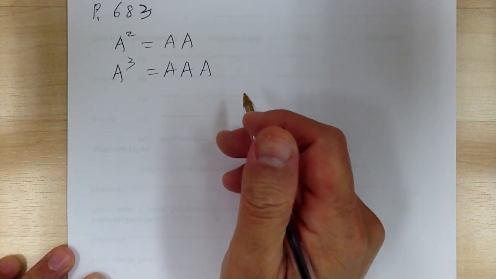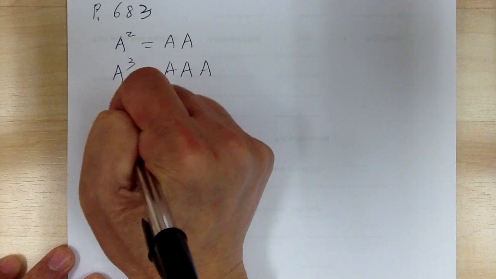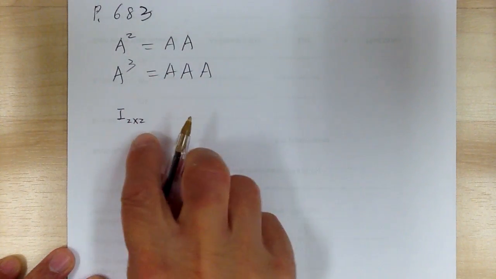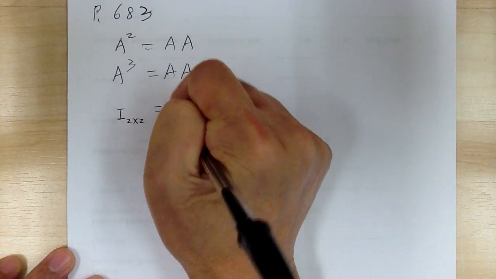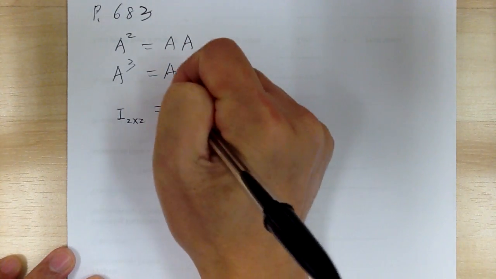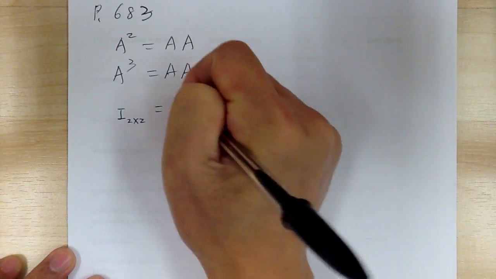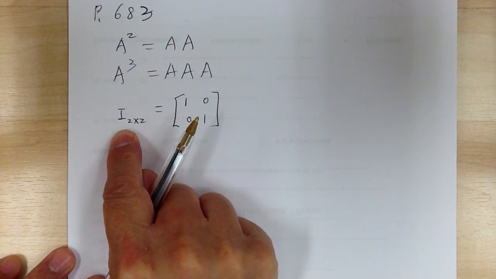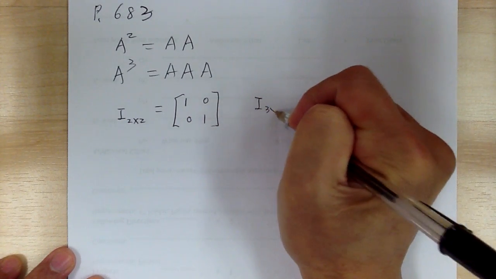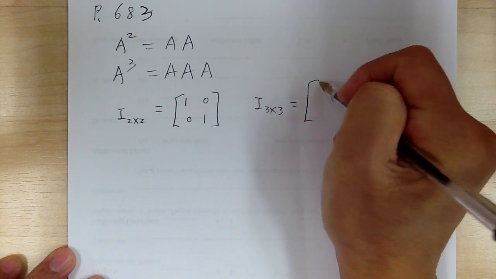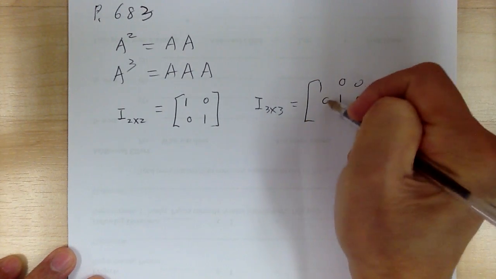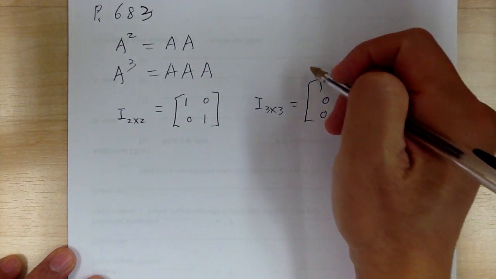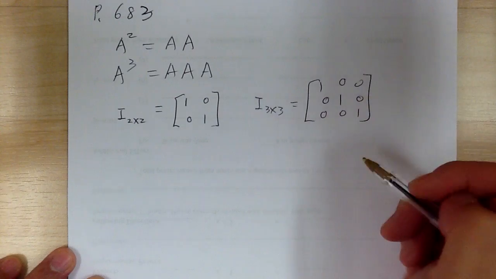The next thing you need to know is something called the identity matrix. I stands for identity matrix, and 2 by 2 means the dimension. The identity matrix has what is called the main diagonal. The main diagonal is 1 and everything else is 0. The I matrix is just like 1. So the I matrix of 3 by 3 is this over here. Again, the main diagonal is 1, everything else is 0.